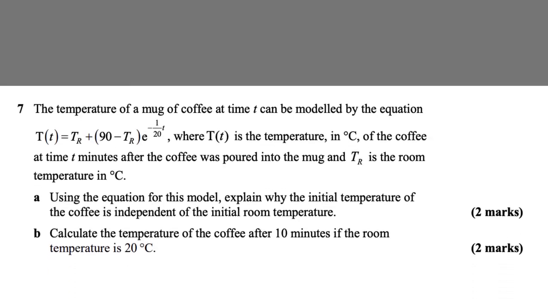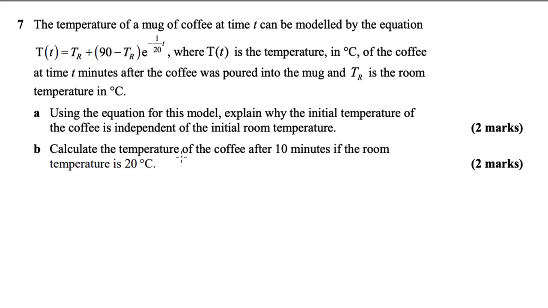And then the very last part wanted us to calculate the temperature of the coffee after 10 minutes if the room temperature was 20. So we're working out T10 using a TR value of 20. So we're just subbing this in. Minus 1/20 times 10, as long as the time is measured in minutes, which it is. Sometimes they'll say the time is measured in hours, and then they'll ask for 10 minutes and you'll have to convert it to hours. So make sure you always read the units that they use in the question. Here we're fine, we're just going to sub 10 straight in.